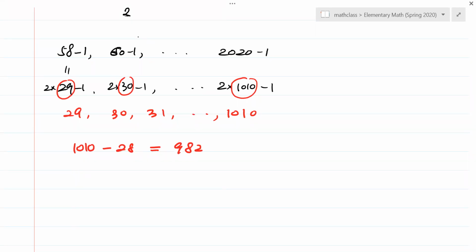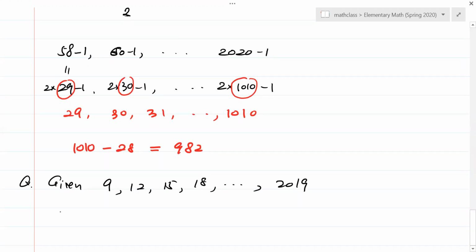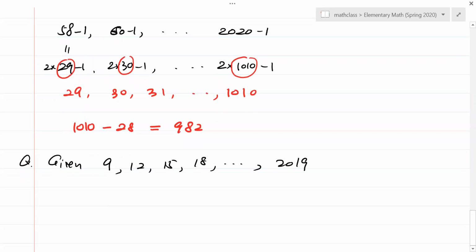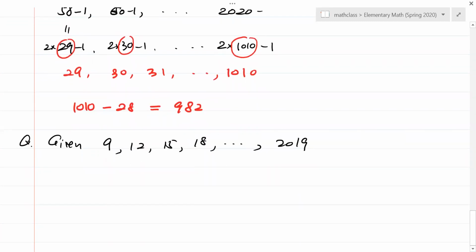All right, now let's try the next problem. This is a challenge. Given 9, 12, 15, 18, ..., 2019, can we find out how many terms there are? How many terms are there?